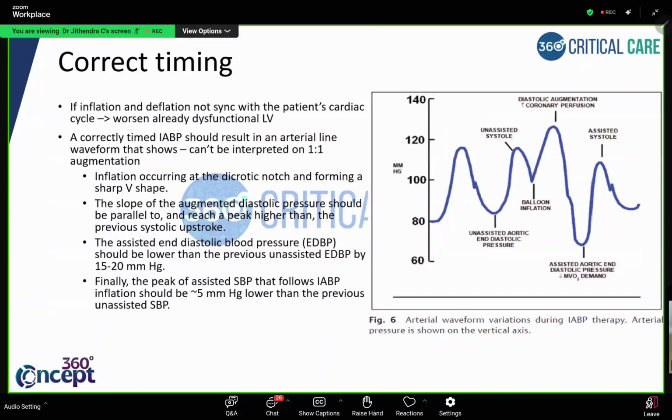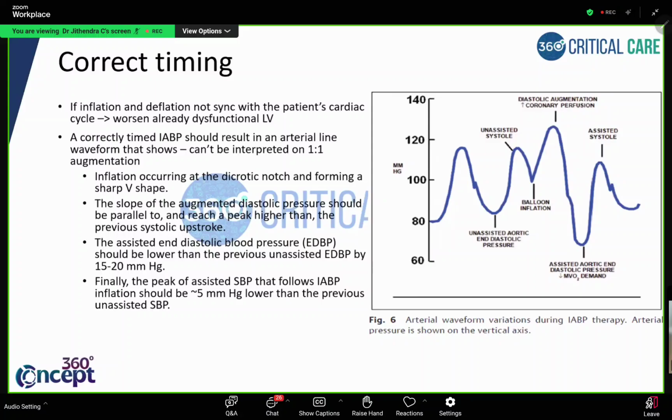Now coming to the next part. We have discussed the theory part, so now we'll go into the commonly asked questions. I told you the commonest questions asked about IABP are the timing of inflation and deflation. I've already repeated this in the previous slides, and I'll be reinforcing it here. If they ask you to interpret the IABP waveform, it should be in 1:2 augmentation at least. You can't do the interpretation on a 1:1 augmentation.